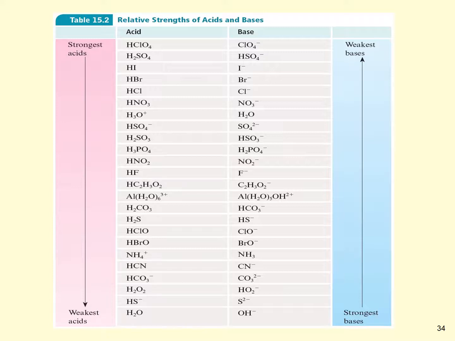And then you can see on the bottom the very strongest base is the OH negative, and those 6 bases, NaOH, KOH, LiOH, Ca(OH)2, Sr(OH)2, and Ba(OH)2, are the only 6 that completely dissociate to give OH negative, which is considered the strongest base. So you can see there's this inverse relationship.